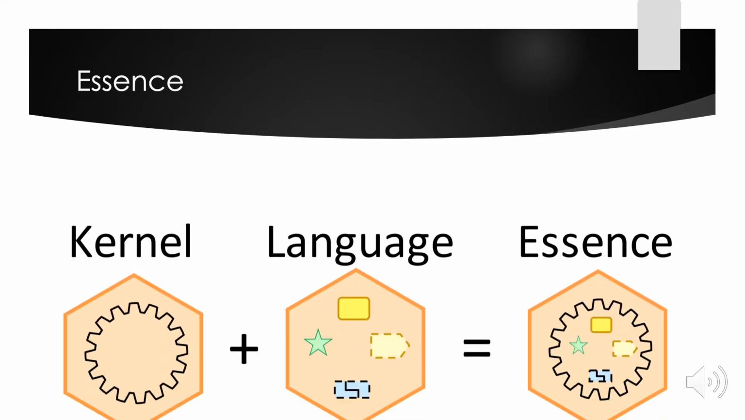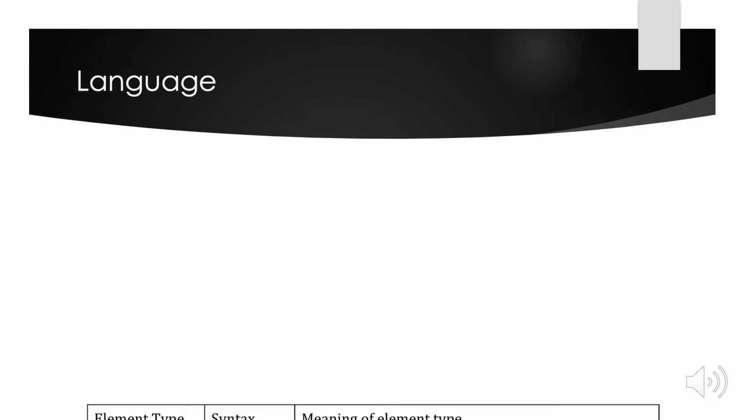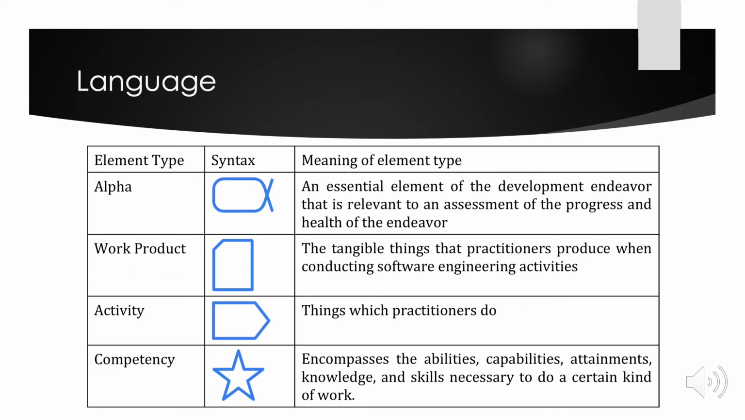And this is the core of Essence. It has the kernel, which is the basic foundation, and then the language, how you read it. Together, this brings us Essence. The language is very simple, intuitive and practical, and it describes the parts of the kernel. The language has four elements: alpha, work product, activity and competency. All of the elements have their own syntaxes, so you can picture them better if you want to draw them on a board or have them on a card.